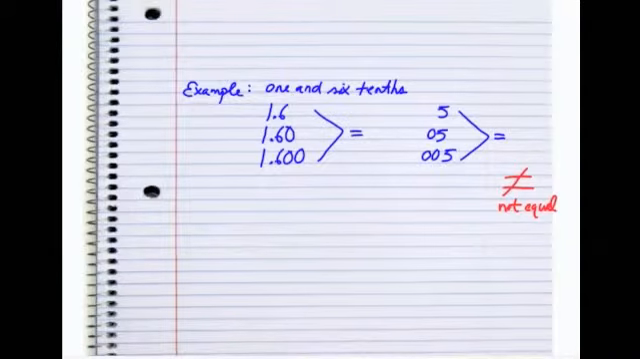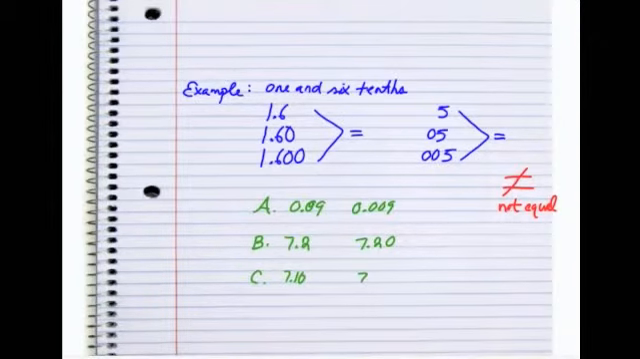So let's look at a couple examples. If I say 0.09, we'll compare that to 0.009. Our next example will be 7.2 compared to 7.20. And then we'll also look at 7.10 compared to 7.1.